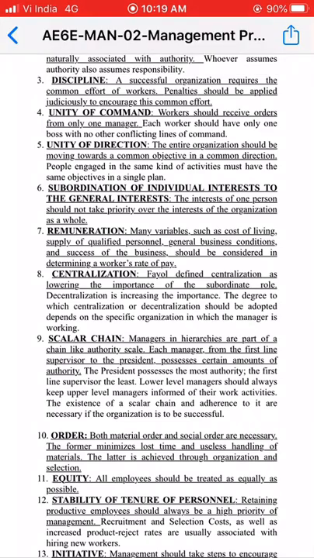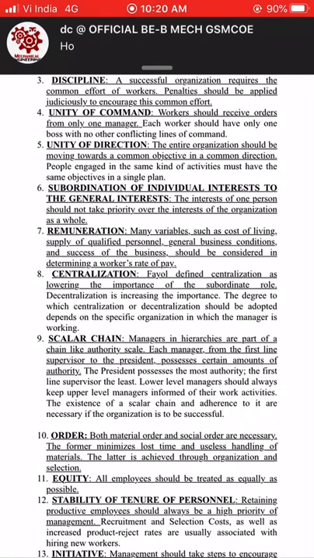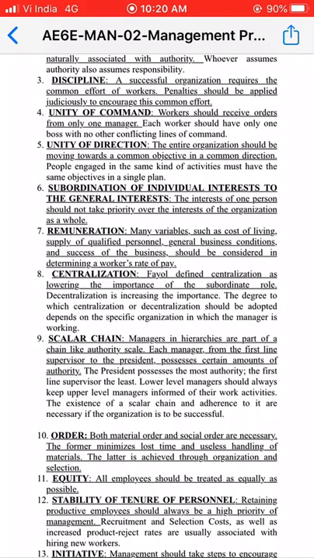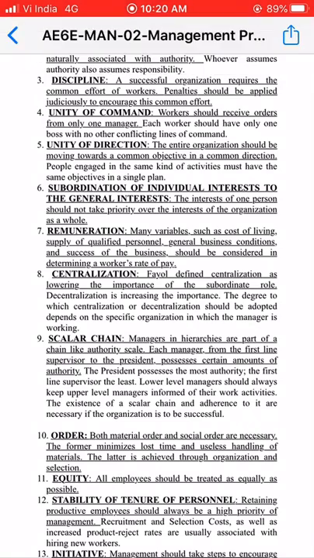The next one is what? The seventh principle he has given is remuneration. Okay, many variables such as cost of living, supply of qualified personnel, general business conditions, and success of the business should be considered in determining workers' rate of pay. So depending on the education or the skill, there must be different payouts for all the workers. For baseline workers, different payouts should be there. For managers, different payouts should be there. For personnel, for CEOs, for presidents, different payout rules should be there.